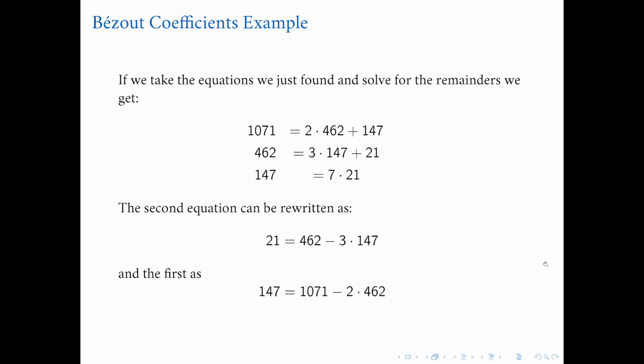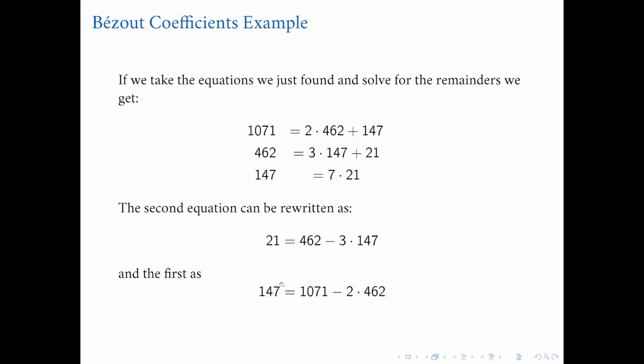If we take the equations we computed in the previous video on the Euclidean algorithm, and I've listed them here. So when we ran the Euclidean algorithm with 1071 and 462, we got these three equations. We can rewrite both the second and the first equation by solving for the remainder. So we solve for the remainder in all of our equations that have a non-zero remainder, and we get these guys. Now, there's a 147, this sort of intermediate remainder that we found, in both of these equations.